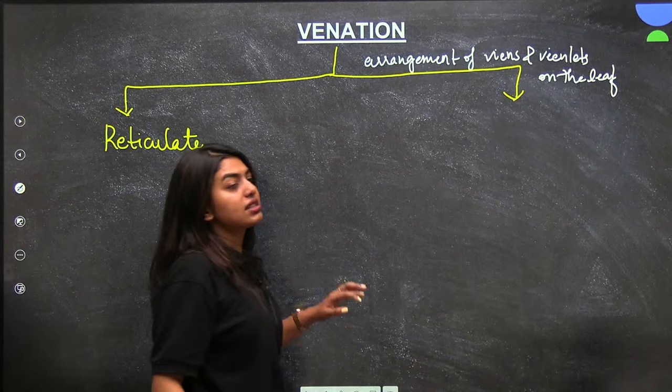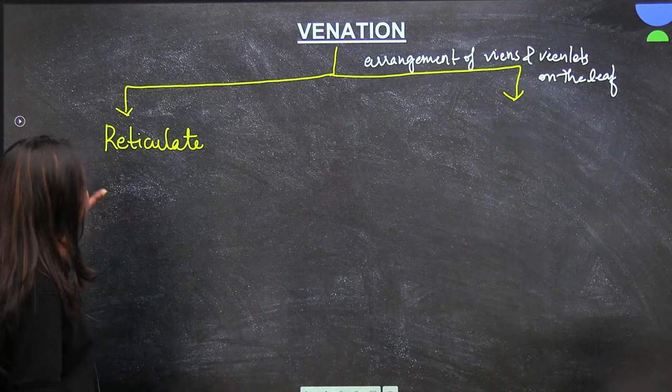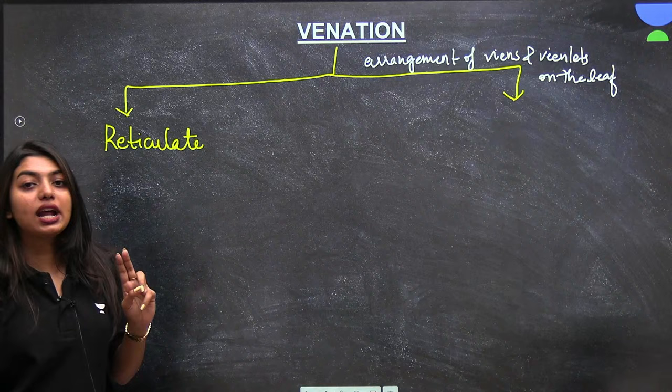It is like the flight takeoff. It is going that side. My lines are also like that. Flight takeoff lines I am drawing. So, arrangement of veins and veinlets of the leaf. Very good, all of you have written. So, depending on that, there are two types of venations. What are they? Reticulate venation and parallel venation. Clear to all of you?